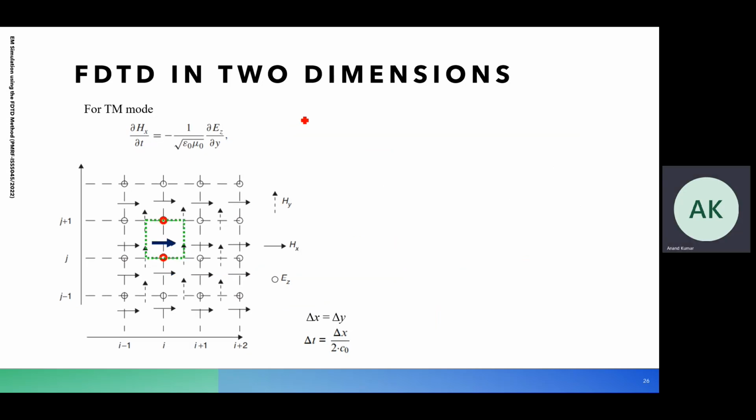Now, similarly, we go about this for the magnetic field Maxwell's equation as well. So the second Maxwell's equation for the TM mode is given by this expression.